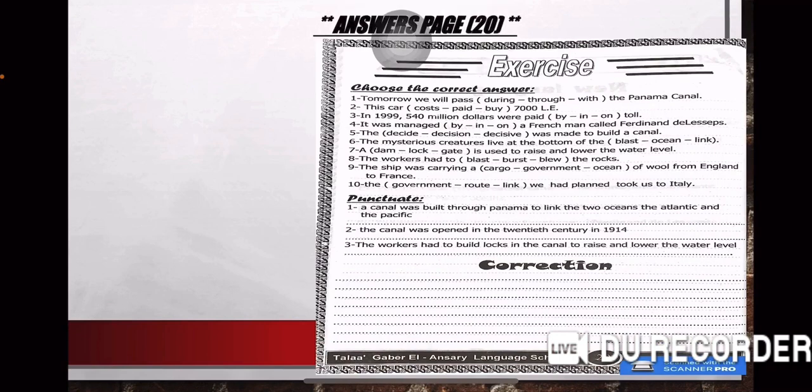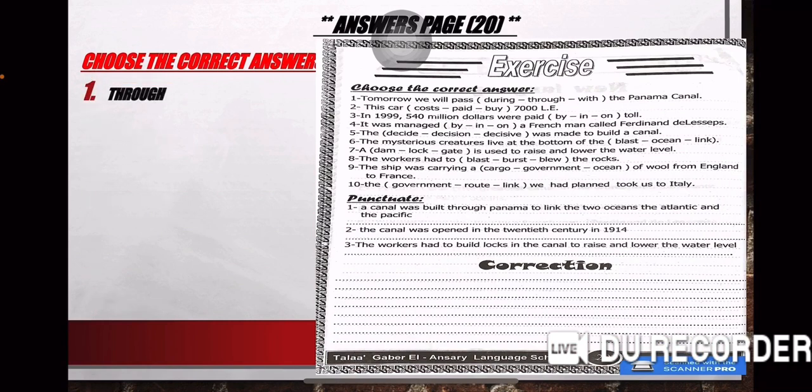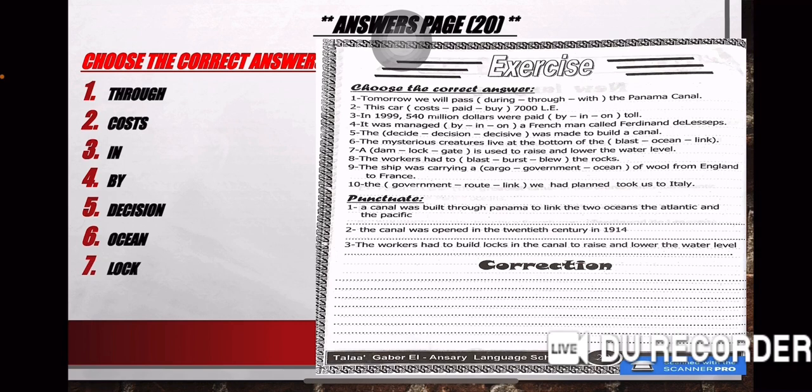Here are the answers of page 20. Choose the correct answer. Number 1, through. Number 2, coasts. Number 3, in. Number 4, by. Number 5, decision. Number 6, ocean. Number 7, lock. Number 8, blast. Number 9, cargo. Number 10, the last one, route.